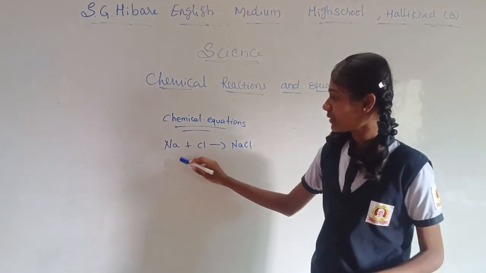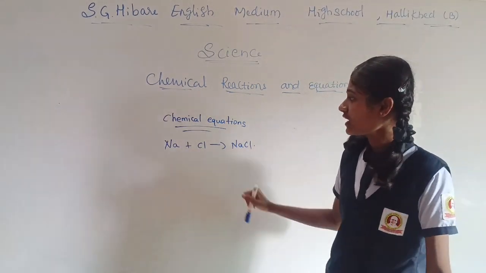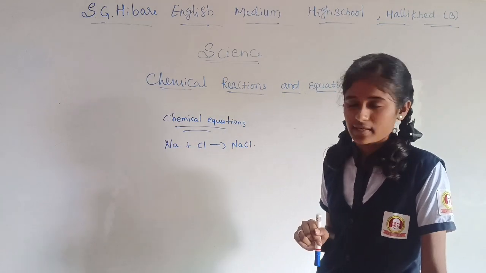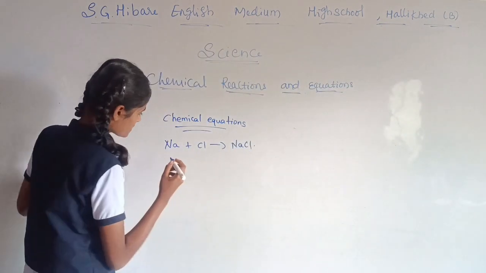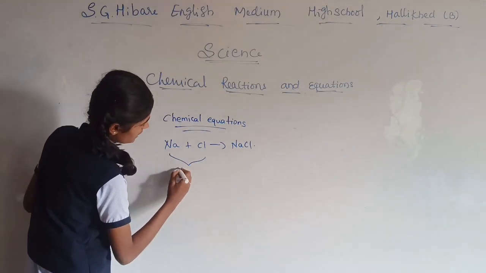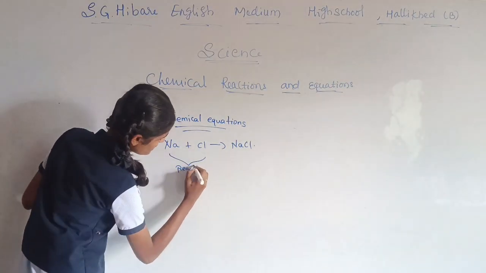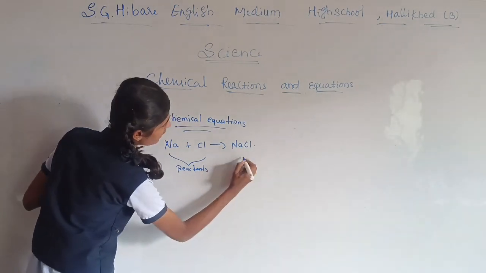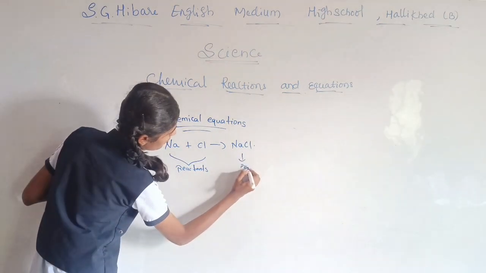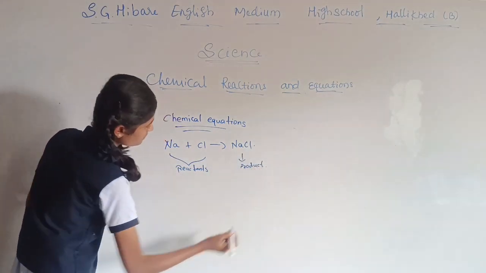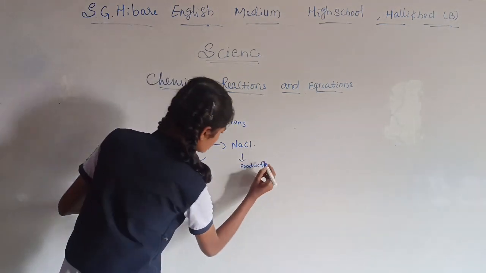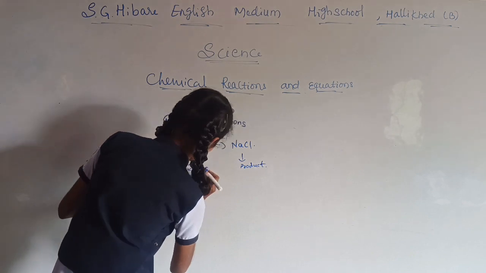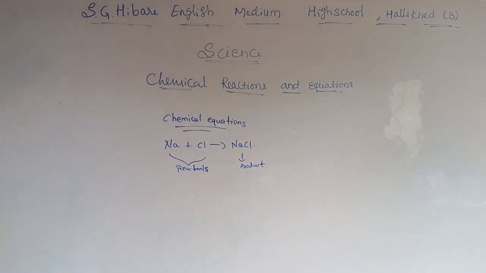Now what does this chemical equation satisfy? The chemical equation satisfies the law of conservation of mass. So what is the law of conservation of mass? As I explained previously, this is the reactant side, mainly the reactants, and this is the product. So what does the law of conservation of mass mean?